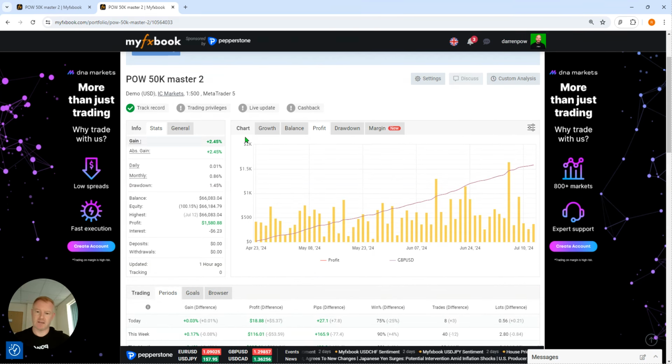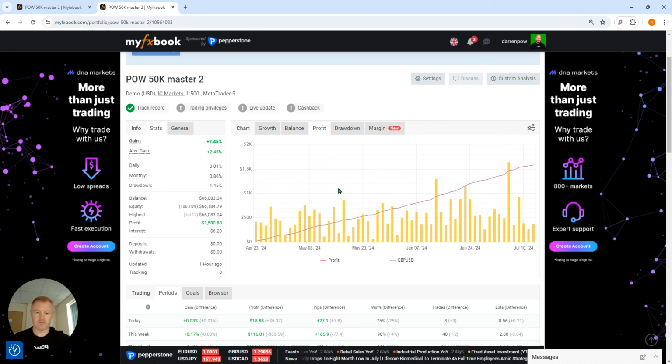And as you can see, here's the stats for that strategy that's been running from April 23rd. 2.5% gains. That equates to around $1,500 of profit. A steady banker.